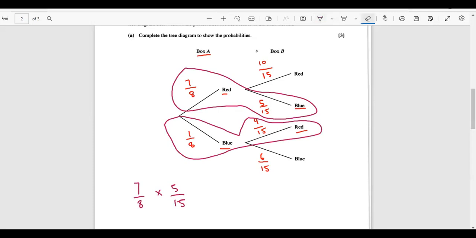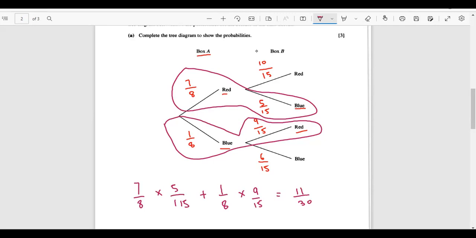I've told you earlier as well, when we are talking about the same branch, so we multiply, and for 2 different branches, we add. 1 by 8 multiplied by 9 by 15. So this is going to be the working and everything. So your final answer after simplification would be 11 by 30.